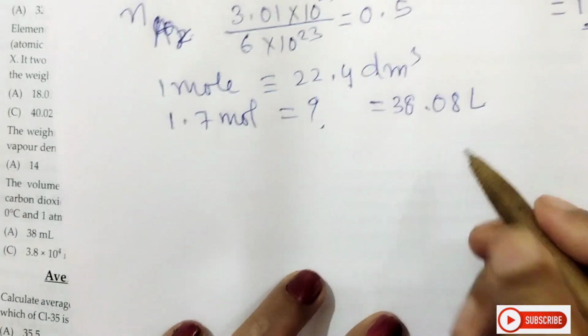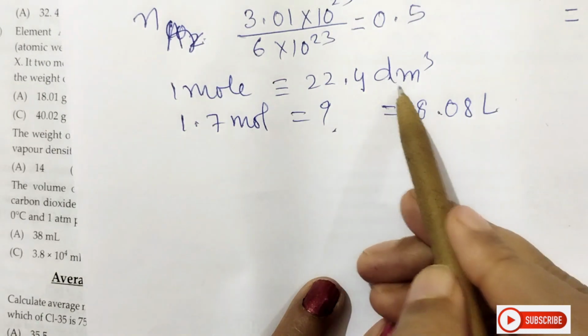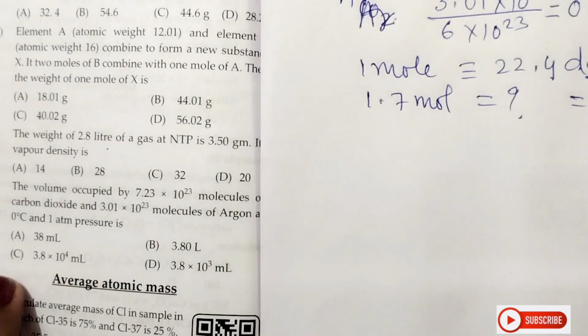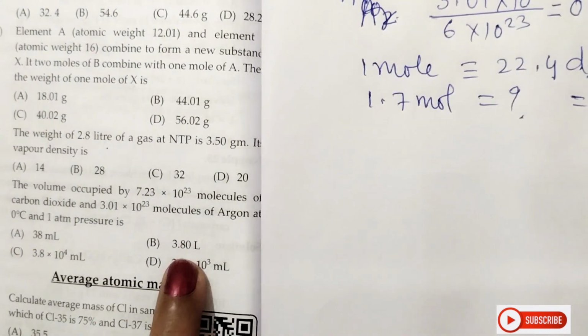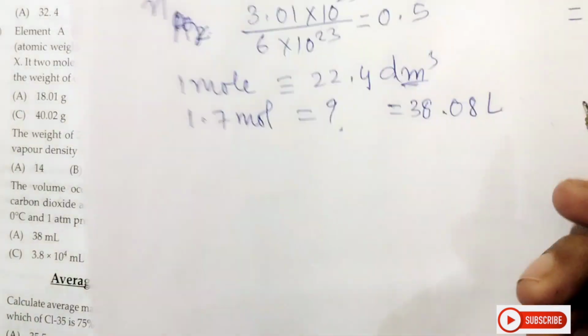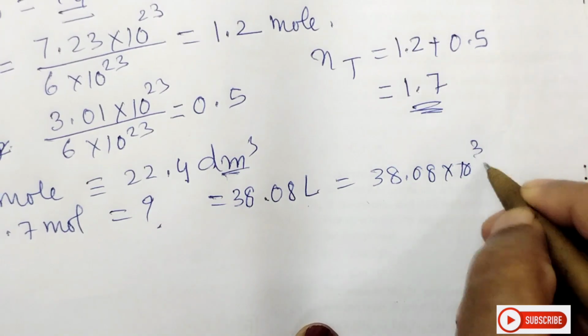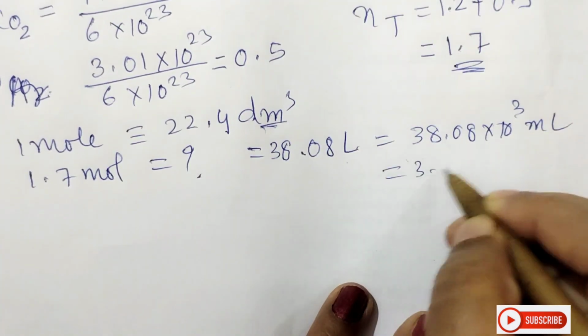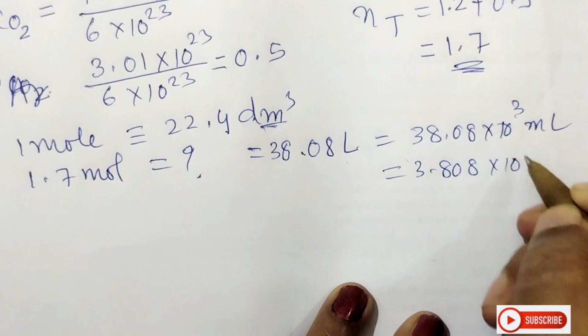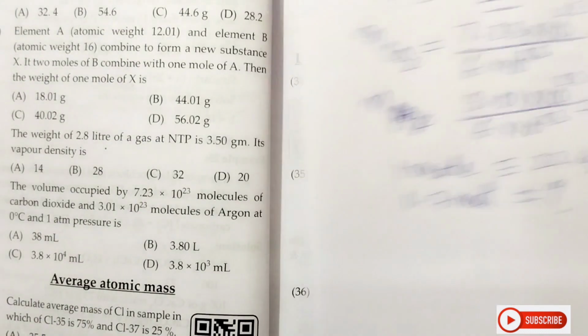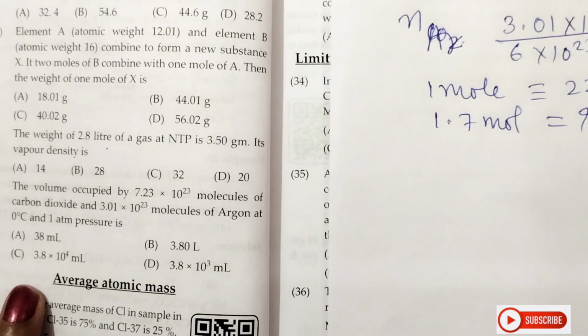38.08 liter. Why did I get this in liter? Because this is in dm cube, right? But there is no option in liter. This option is not matching. So let us convert this to milliliter. So that is equal to 38.08 into 10 raised to 3 milliliter or 3.808 into 10 raised to 4 milliliter. So the answer here is third option.